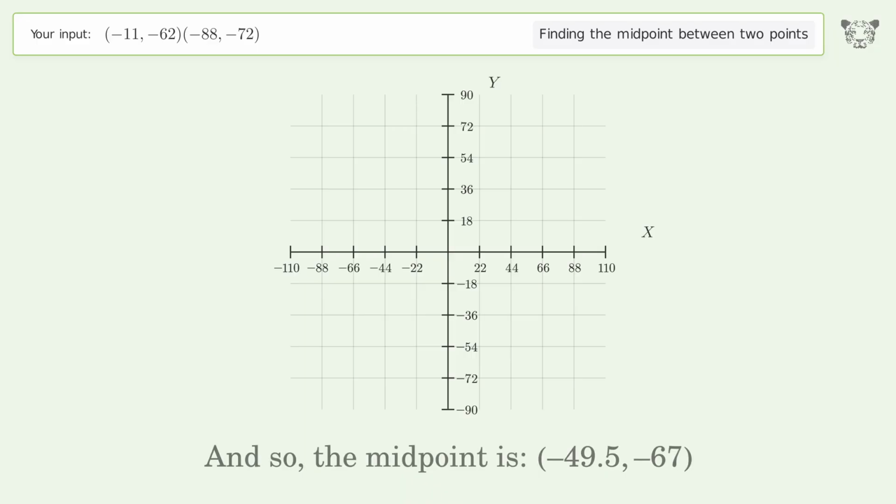And so, the midpoint is negative 49.5, negative 67.